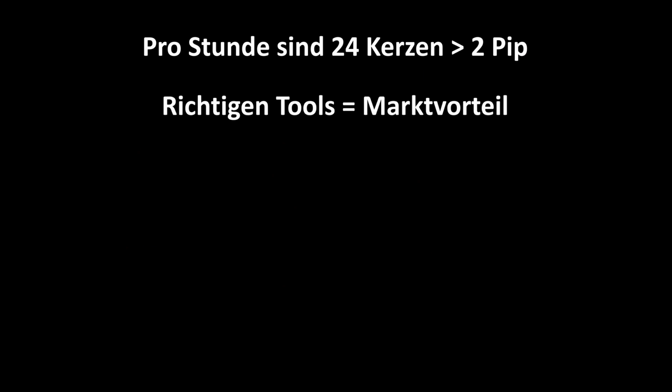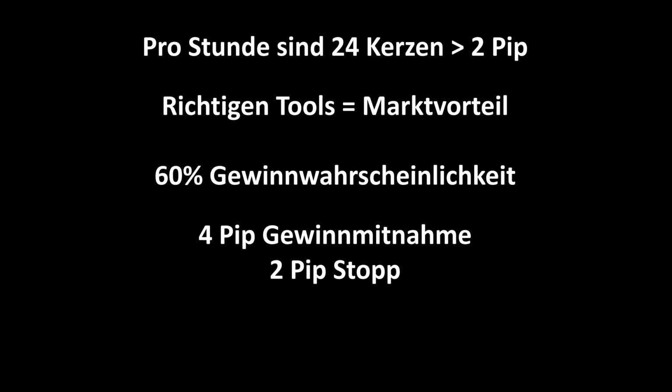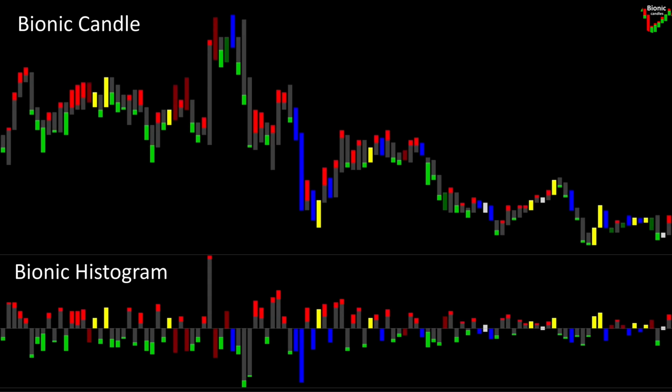That's 24 candles per hour, and with the right tools you can gain a market advantage that gives you a 60% chance of winning. As soon as 4 pips are reached, you take the profit, while your stop is at 2 pips. 4 trades per day should be manageable. With this approach, you can make a profit of $6,000 per year. My developed Bionic Candle, which you can also download for free on my blog, could also help you with this.